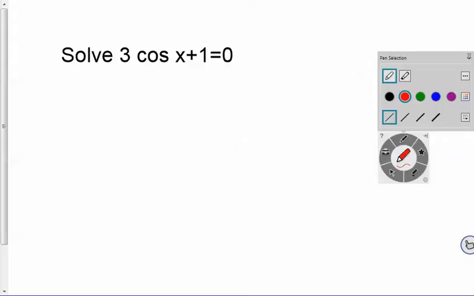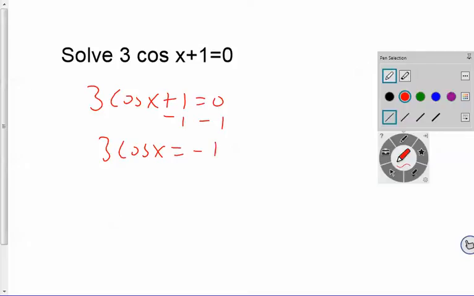I can, but I like to use a little bit of algebra. So if I'm going to be handy, I'm going to go 3 cosine x plus 1 equals 0. I'm going to subtract 1. So now I got 3 cosine x equals negative 1. Divide by 3. So I got cosine of x is equal to negative 1/3.